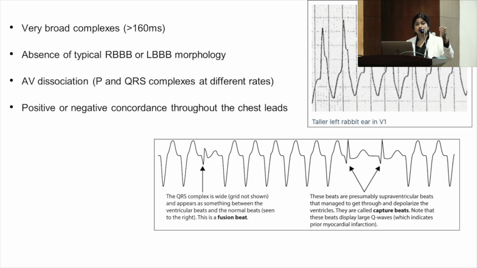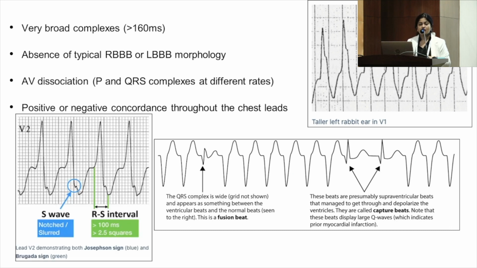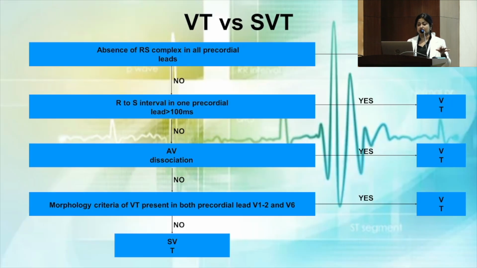Fusion beat is when a supraventricular beat is getting fused with the ventricular beats. Capture beat is when, in a run of ventricular tachycardia, occasionally the supraventricular beats are getting conducted. Or you are seeing a notch above the nadir of the S wave, known as Josephson sign, or the RS interval in any one of the precordial leads, if it's more than 100 milliseconds, known as Brugada sign. If any of these are present, these are morphologically diagnostic of ventricular tachycardia.